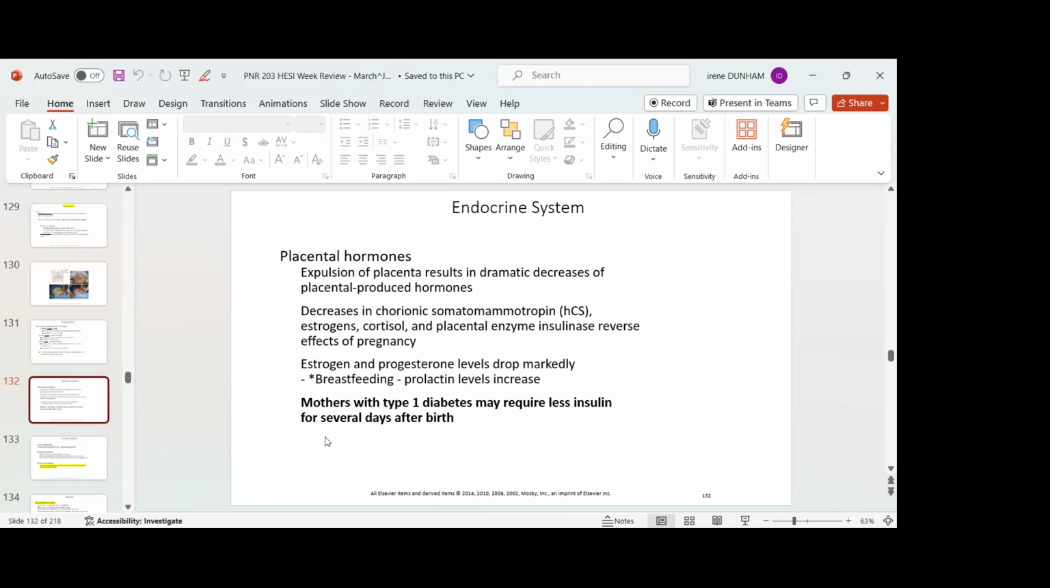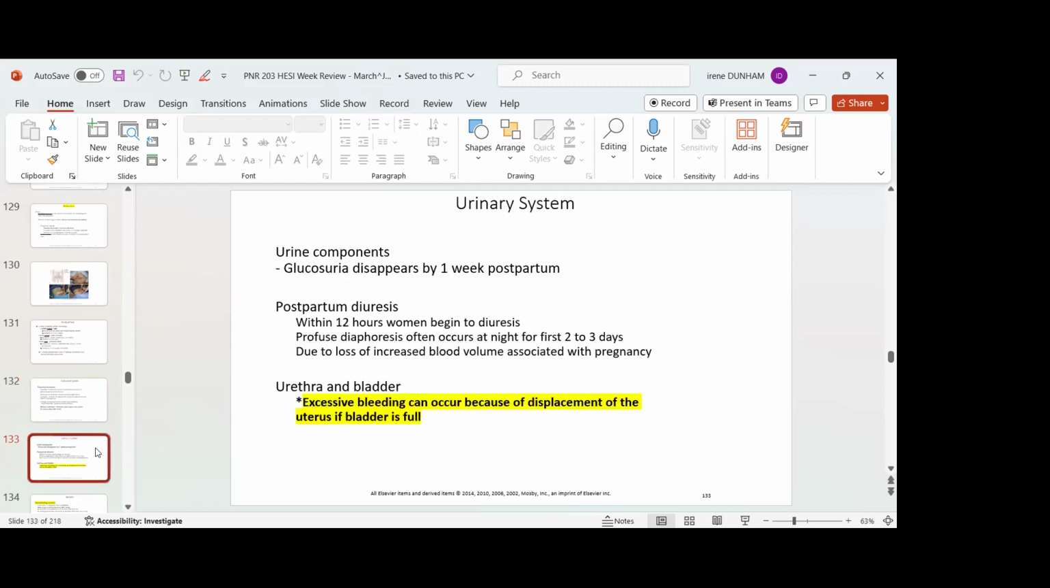Now, moms that have type 1 diabetes do sometimes require less insulin for several days after birth, and that's because the placenta is not putting out that little extra placental glycogen anymore. So mom has a decrease in that, therefore she decreases her insulin.